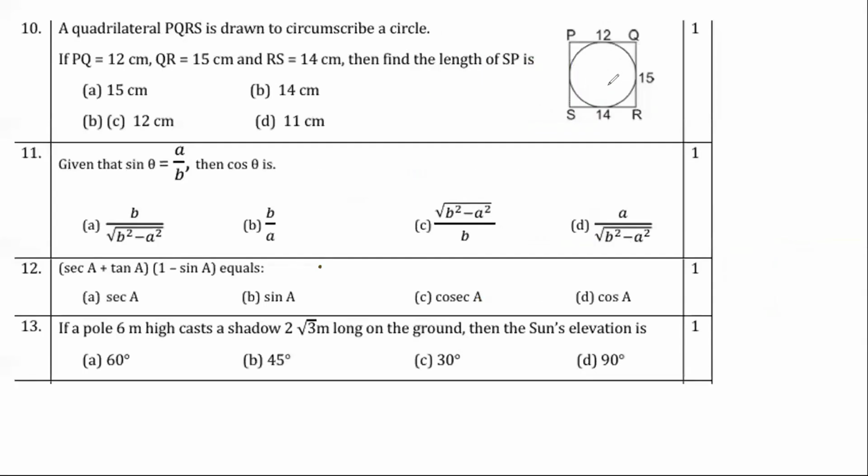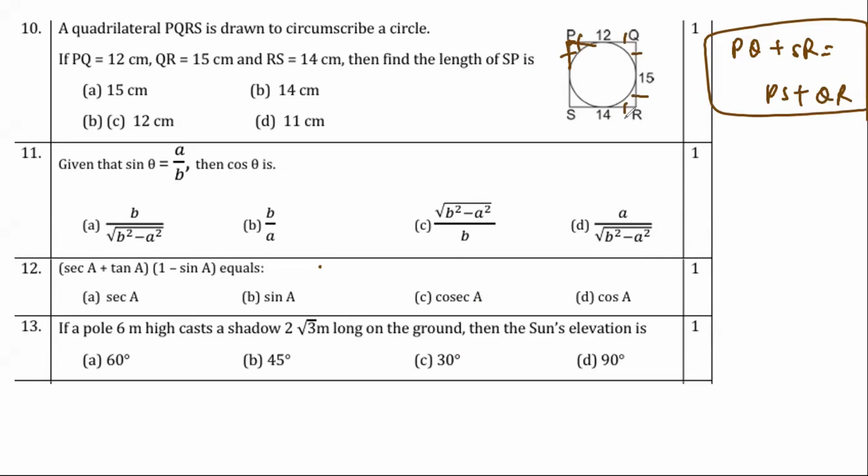Quadrilateral PQRS is drawn to circumscribe a circle. Please remember, whenever a quadrilateral circumscribes a circle, the opposite side sum is always equal. This we have learned when we know that tangents drawn from a point are equal. So this portion is equal to this portion, this portion is equal to this portion, this portion is equal to this portion. So we know directly that whenever a quadrilateral circumscribes a circle, inside the quadrilateral, the opposite side sum is equal to the other opposite side sum.